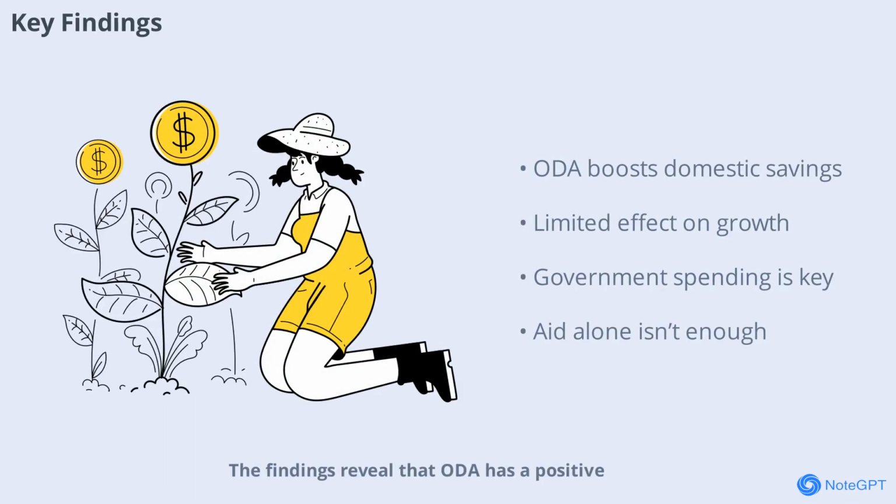Findings reveal that ODA has a positive but statistically insignificant effect on Kenya's economic growth. This means that aid alone does not clearly drive economic expansion. However, ODA significantly boosts domestic savings. When aid increases, so does the country's savings.